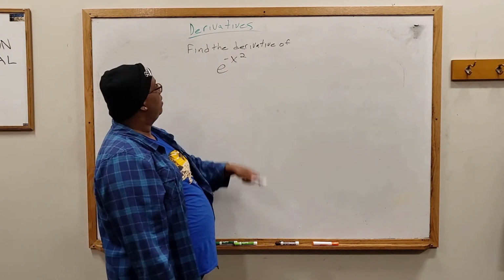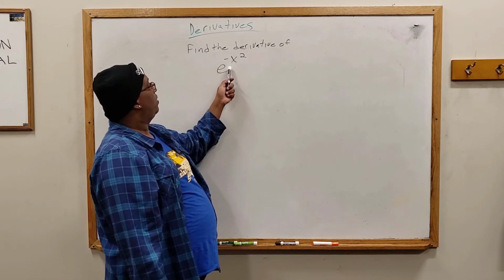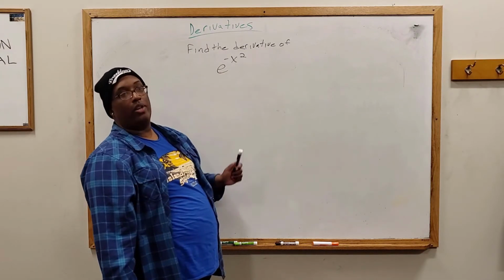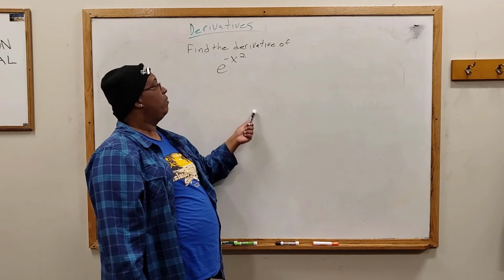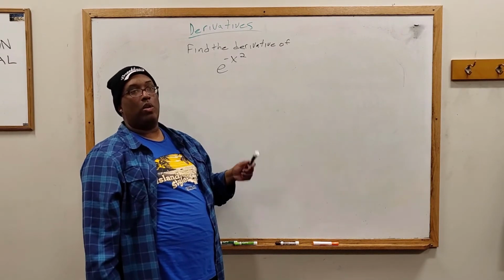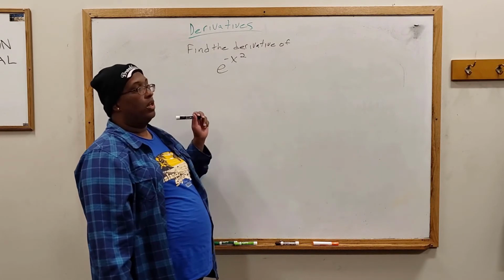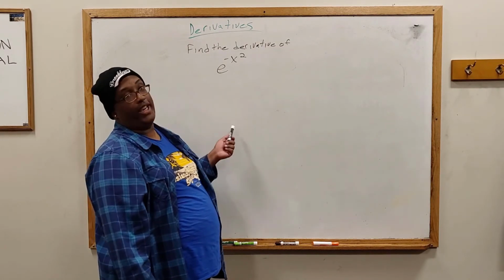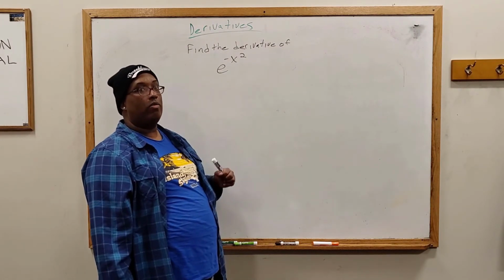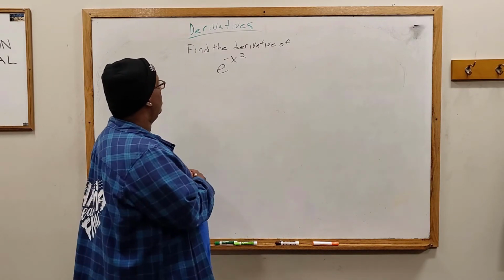Find the derivative of e raised to the power negative x squared. So again, this is going to be the power rule and the chain rule and a special derivative rule for e. So now we're using 3 rules. So let's get it done.